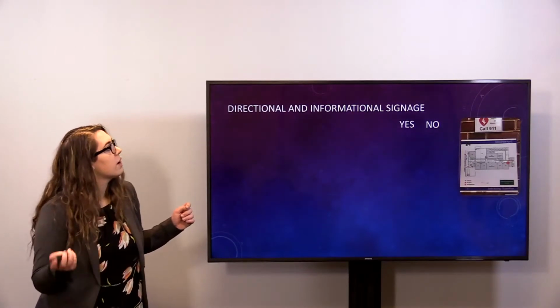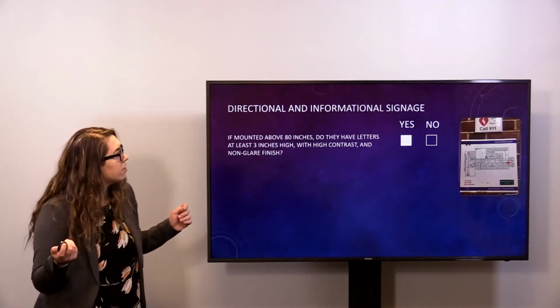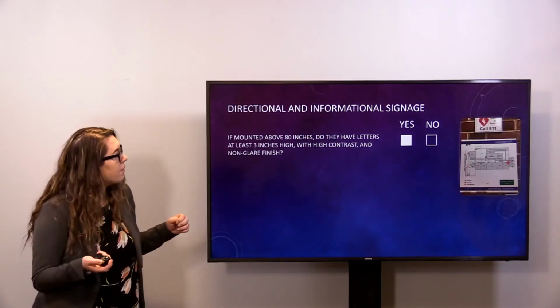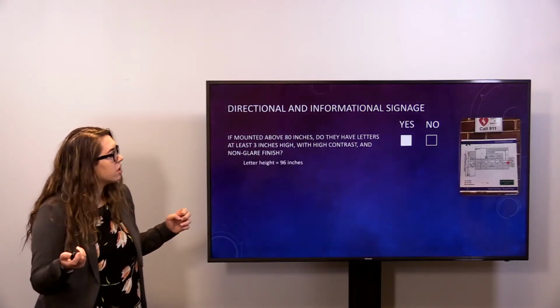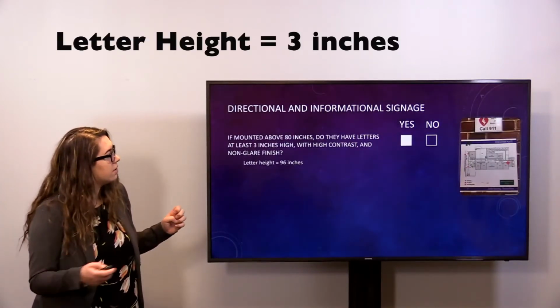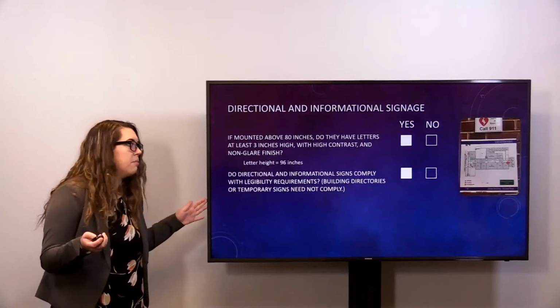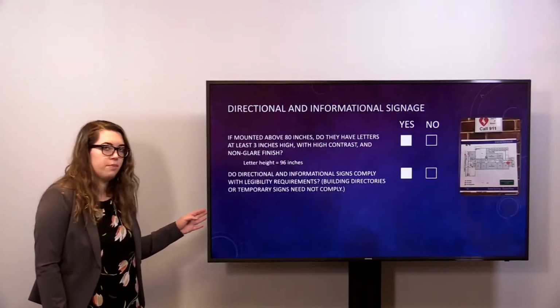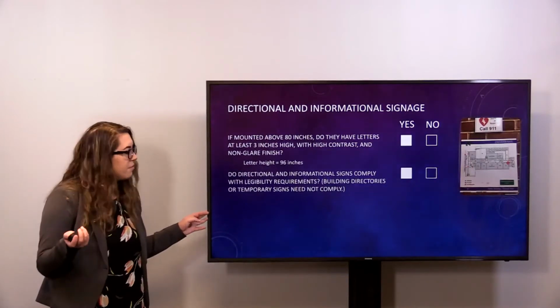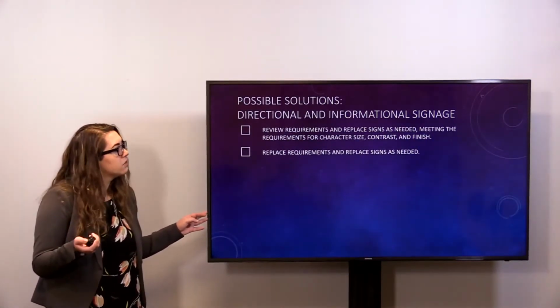So up next, directional and informational signage. If mounted above 80 inches, they have letters at least 30 inches high with high contrast and non-glare finish. And the highest letter height was the exit sign, which is 96 inches off the ground. And do they comply with legibility requirements for the building, which is from the previous slide, and yes. Again, there's no barriers.